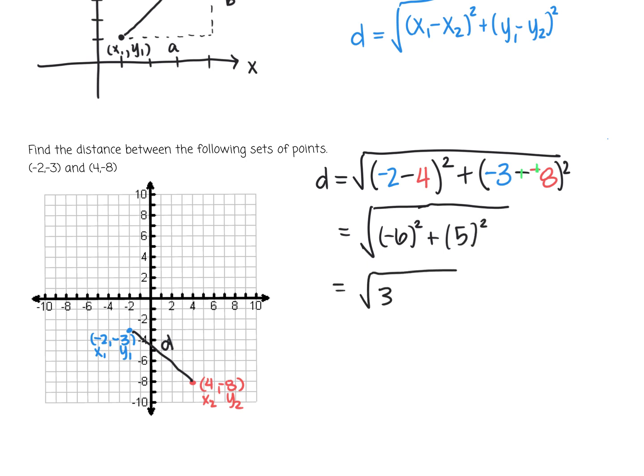So -6 squared is 36, 5 squared is 25. And then I have 36 plus 25, and I get the square root of 61. So my exact distance is the square root of 61. But considering we don't usually leave distances in terms of square roots, I can approximate that as a decimal, and it's about 7.81.